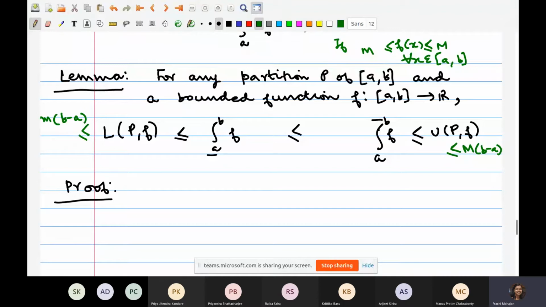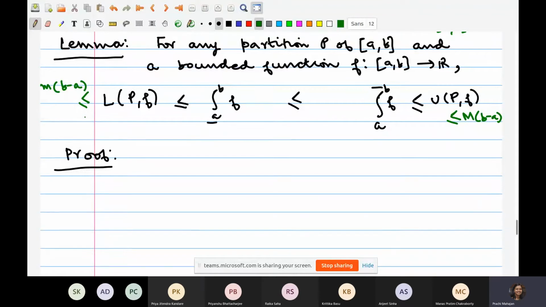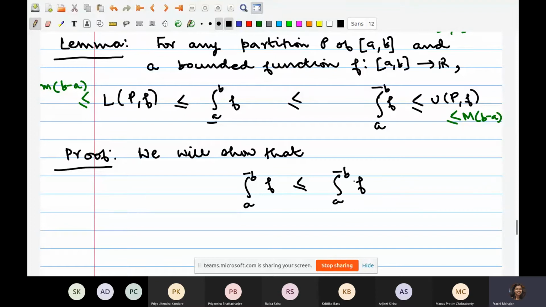Anyways, coming back to this lemma, the only inequality that is not obvious in this lemma is the one between the integrals. So let's fix that. I'll write that down: all other inequalities are routine, and we will focus our energy on showing that the lower integral of f is always bounded by the upper integral. This inequality is always true.